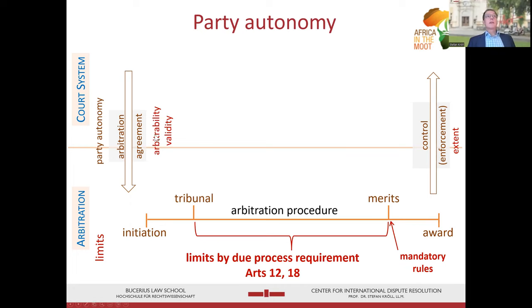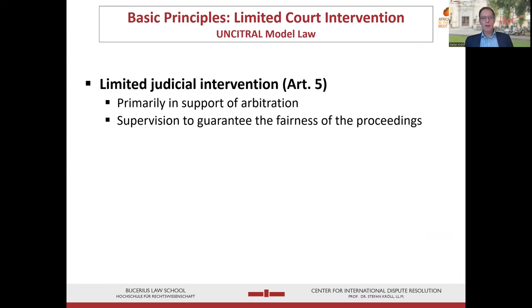As I said, arbitrability and validity of the arbitration agreement play a role at the gateway stages, but may also play a role in discussions before the arbitral tribunal. There's a third principle, that of limited judicial intervention, involved in the UNCITRAL Model Law. The Model Law is based on the idea that courts should normally not interfere with an arbitration procedure. During the arbitration procedure, only at the post-award stage should there be any control. And when courts interfere in arbitration, it's primarily to support arbitration or to supervise or guarantee the fairness of the proceedings.